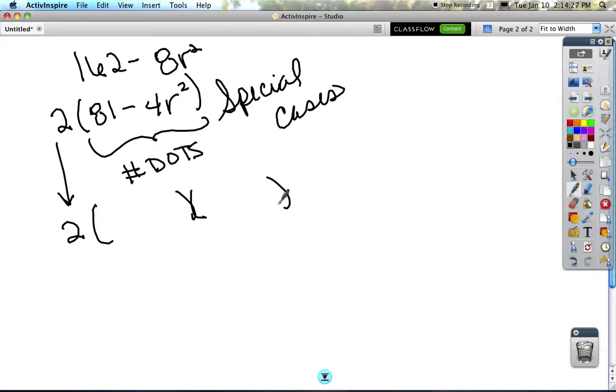How do we factor a difference of squares? And how do I know it's a difference of squares, by the way? Because 81 is a perfect square. 4 is a perfect square. R squared is a square. And it's a subtraction or difference. So how am I going to factor that? The square root of 81 minus 2R, 9 plus 2R.